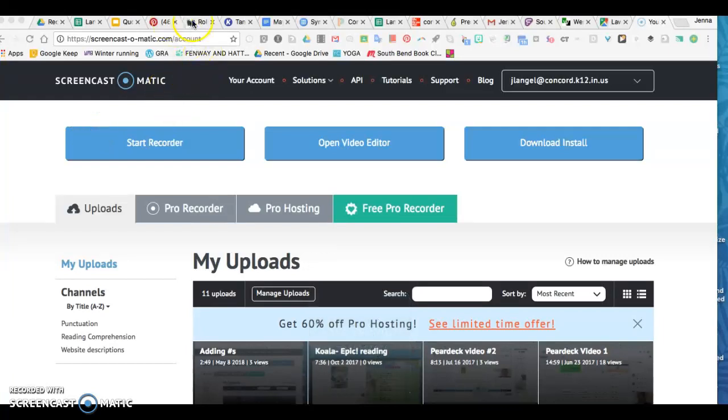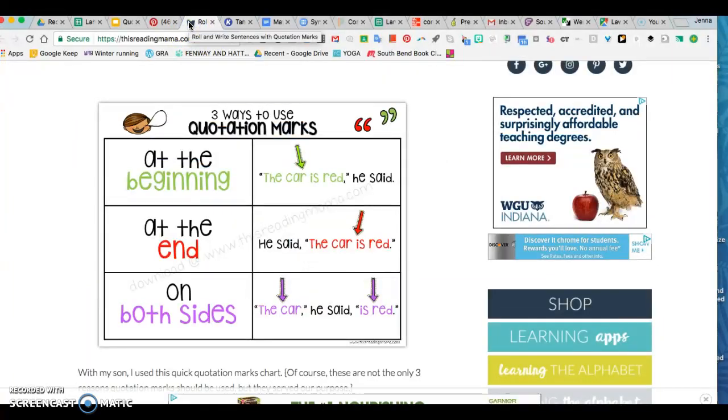Hi friends. All right, so we have been talking about dialogue and quotation marks. There are three ways to use quotation marks.